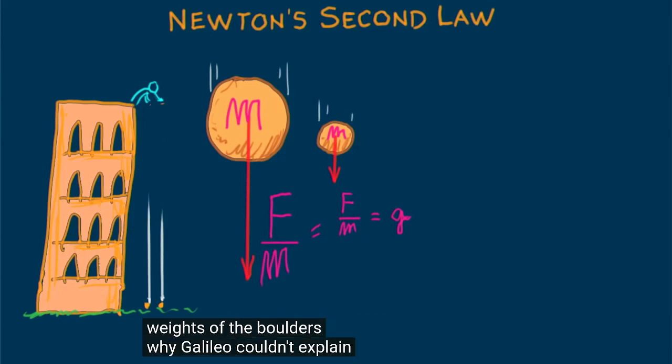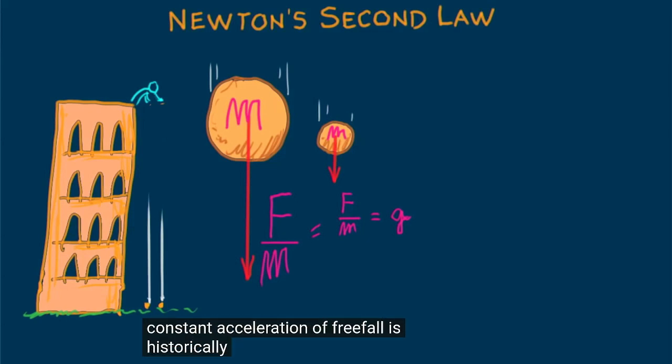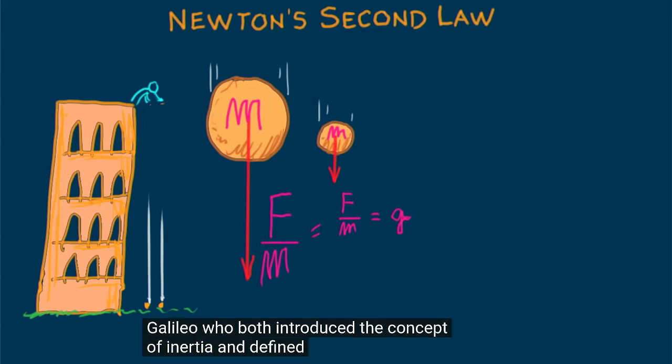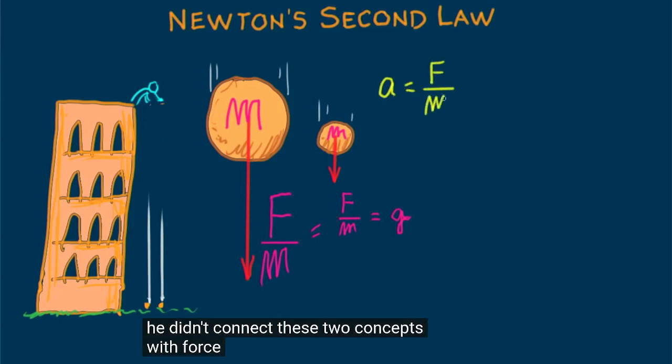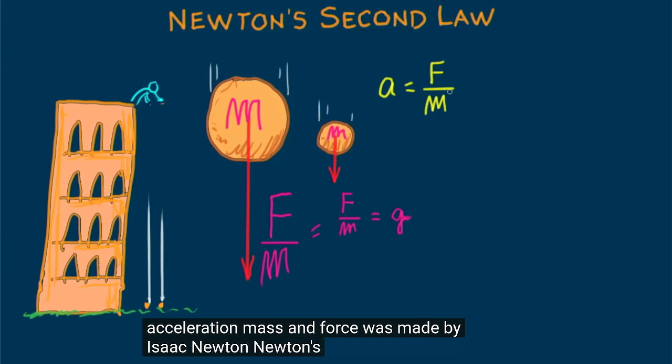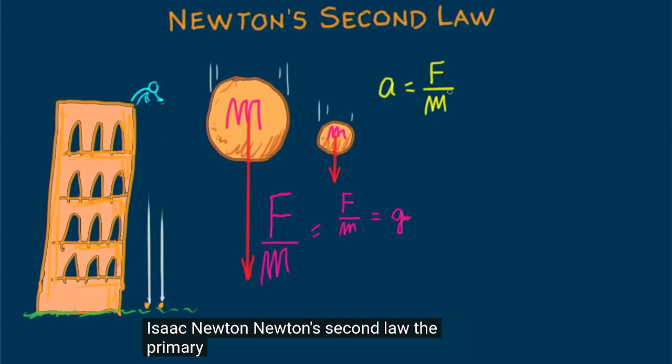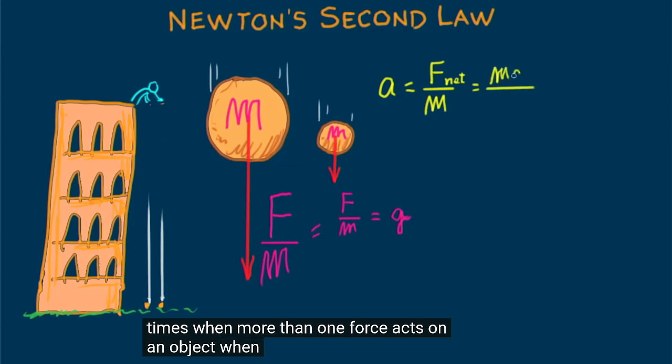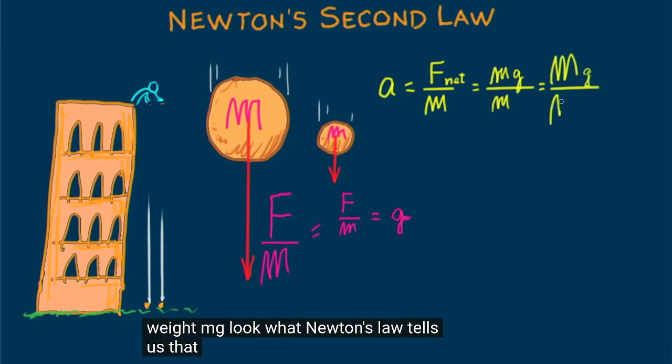Why Galileo couldn't explain the constant acceleration of free fall is historically fascinating, for it was Galileo who both introduced the concept of inertia and defined acceleration. But he didn't connect these two concepts with force. This connection of acceleration, mass, and force was made by Isaac Newton, Newton's second law, the primary law that first got us to the moon. We say net force here to include times when more than one force acts on an object. When the net force is only weight, mg, look what Newton's law tells us, that whatever the mass, the acceleration is g.